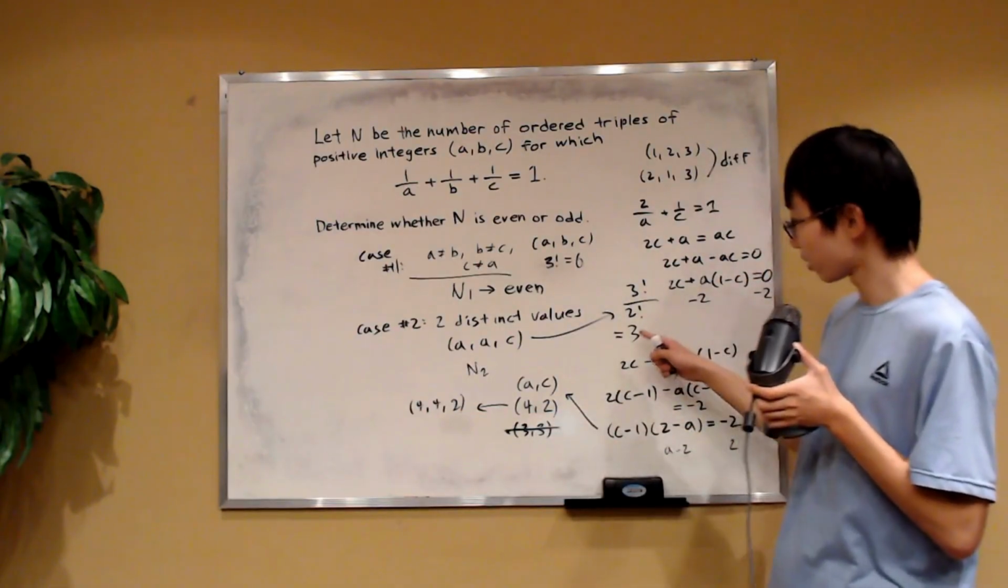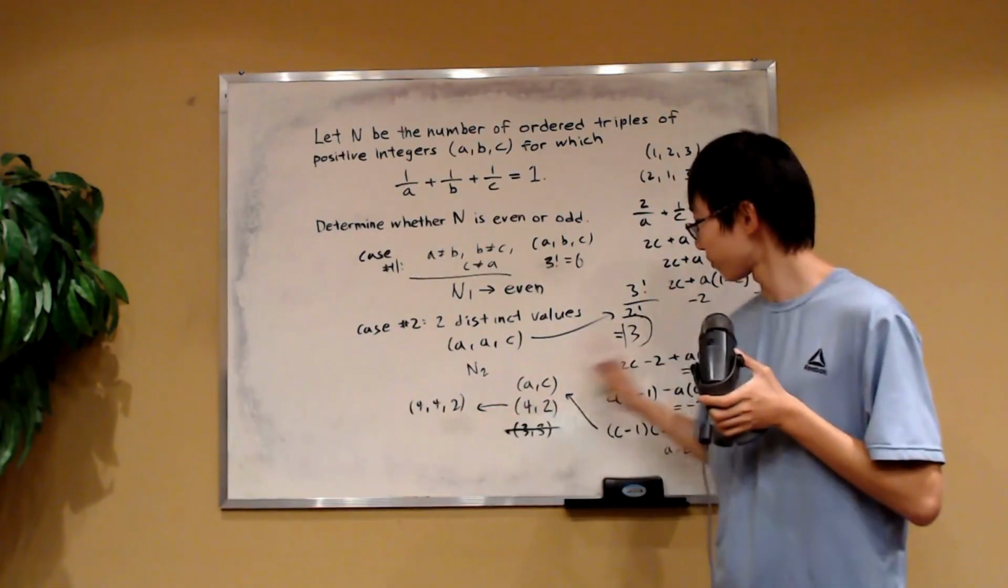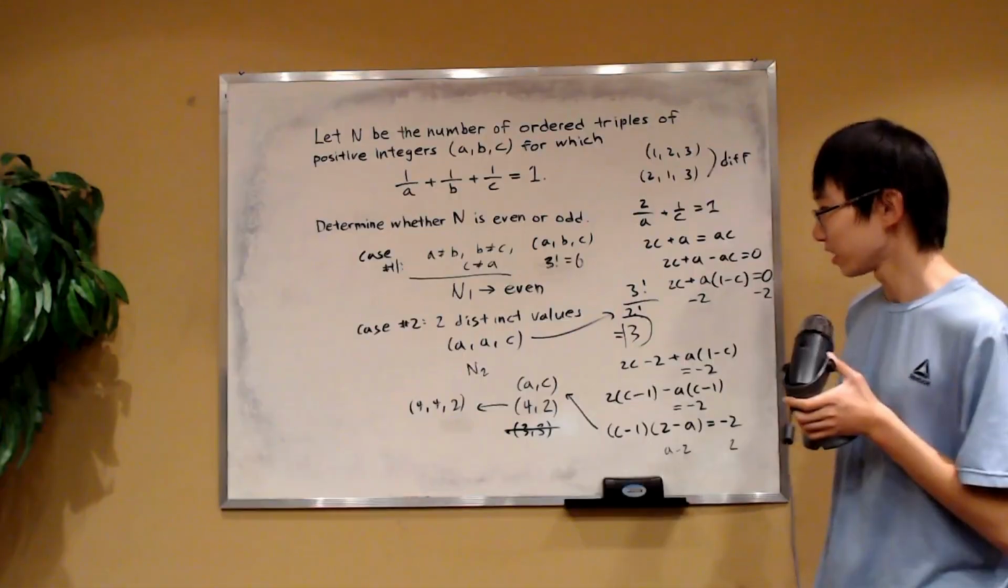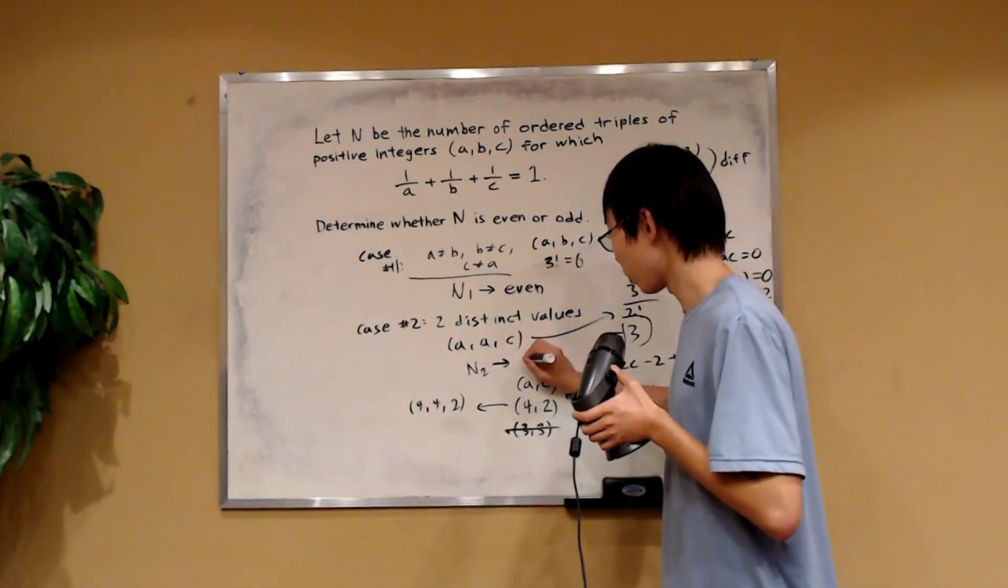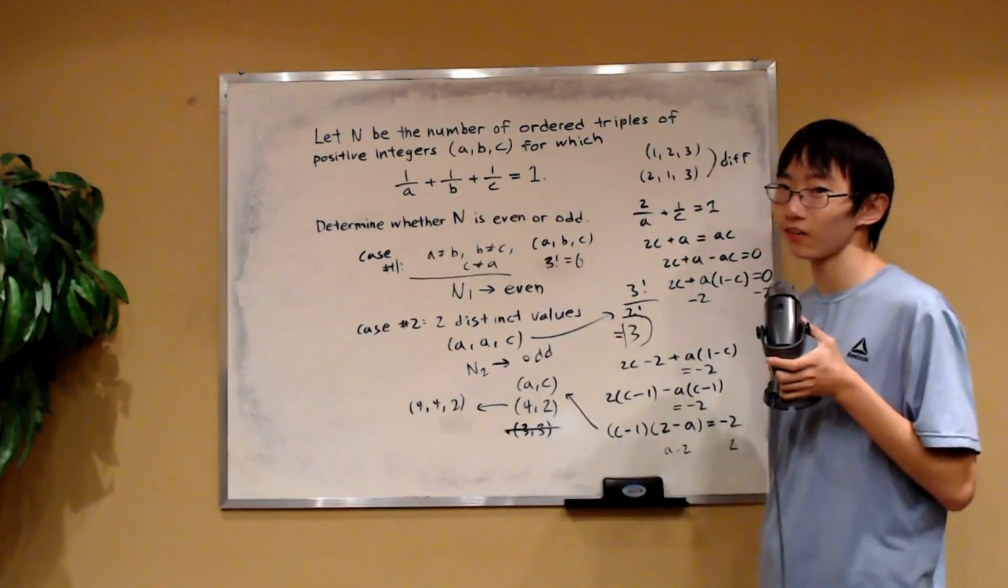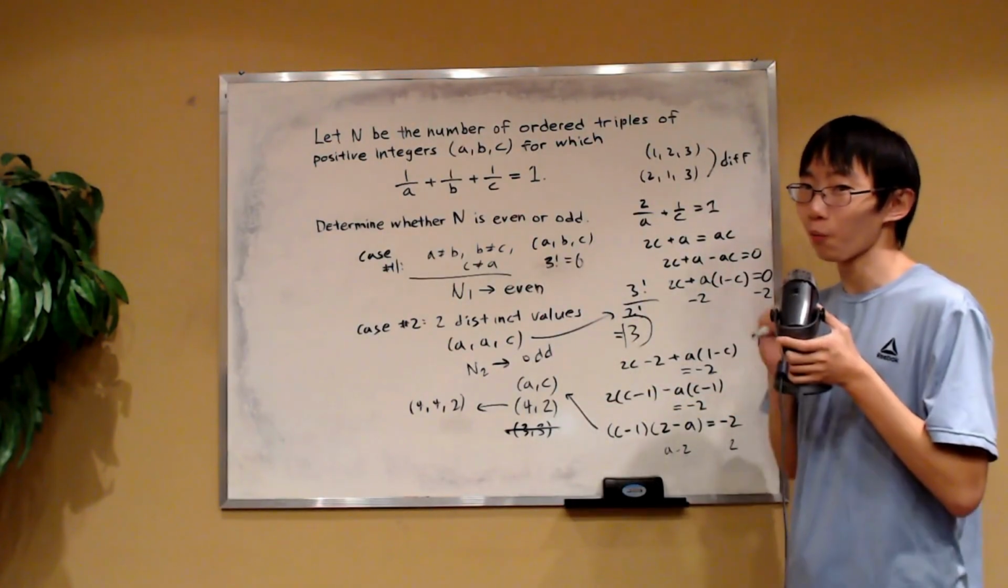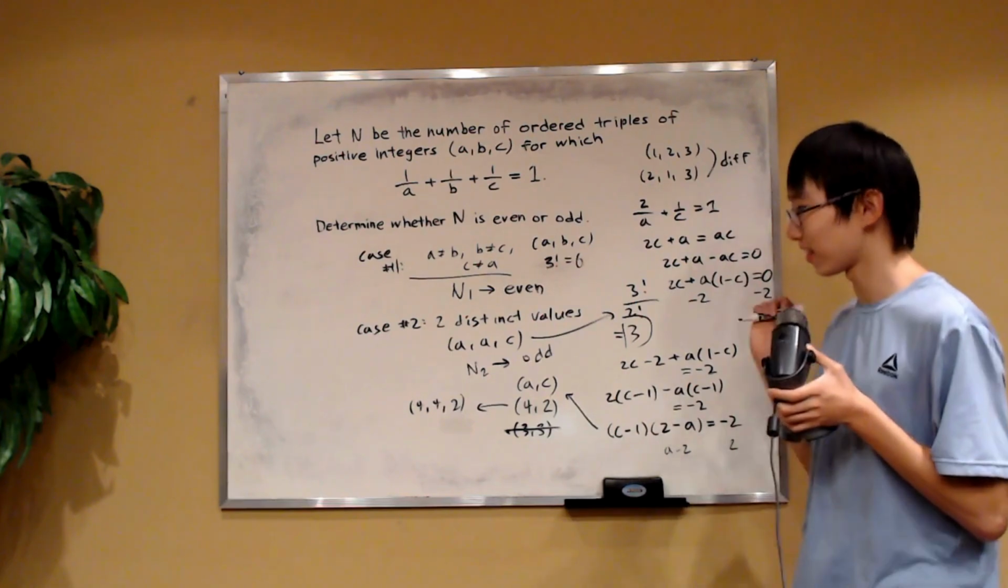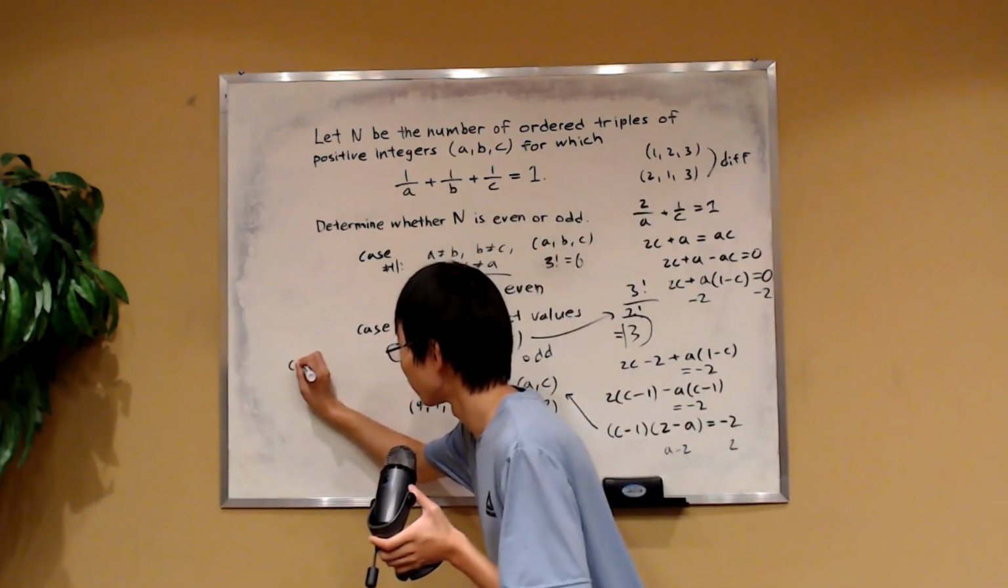And odd times odd, right? Odd times odd, well, that's going to be odd. So therefore, n2 is going to be odd. We've deduced the parity of n2. We only have one more case to consider. And that case is really, really trivial.